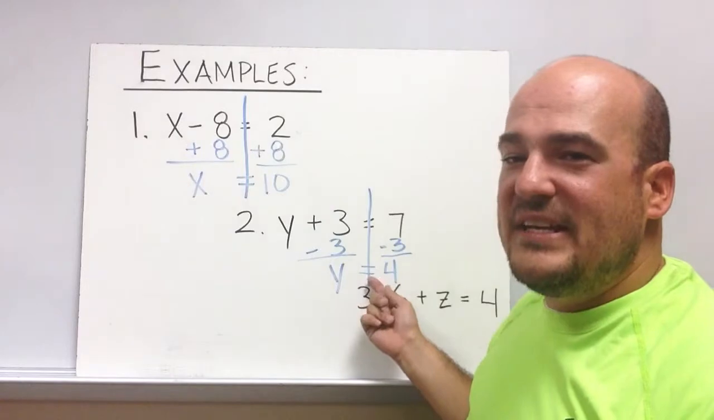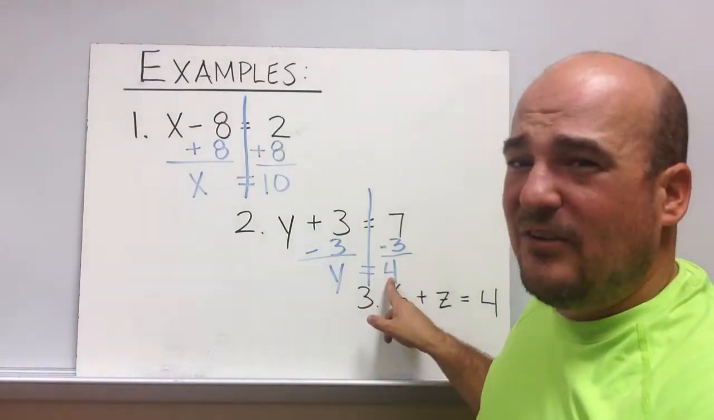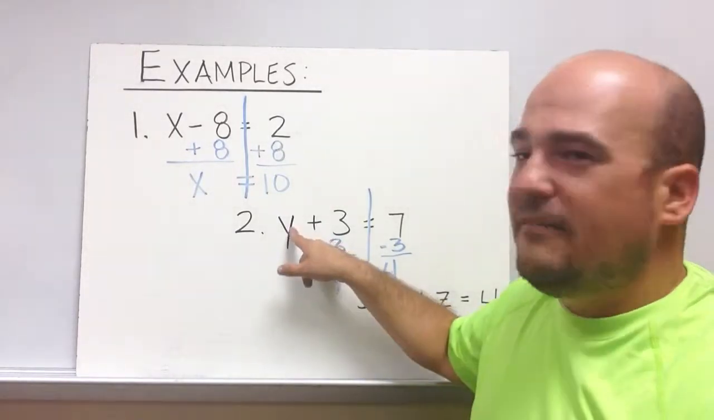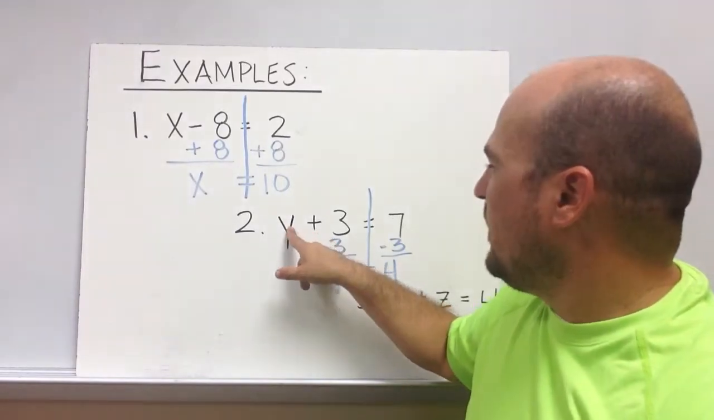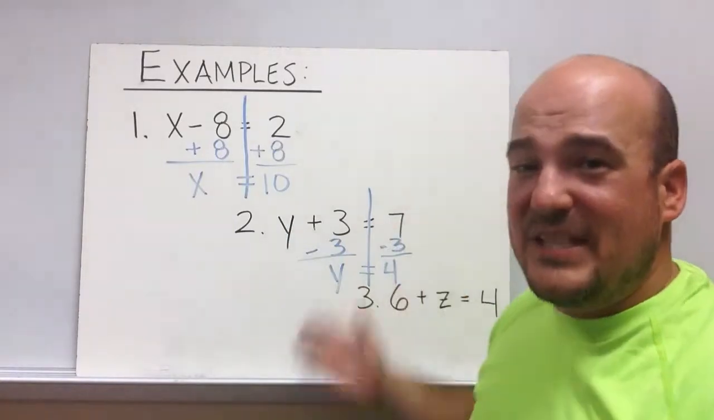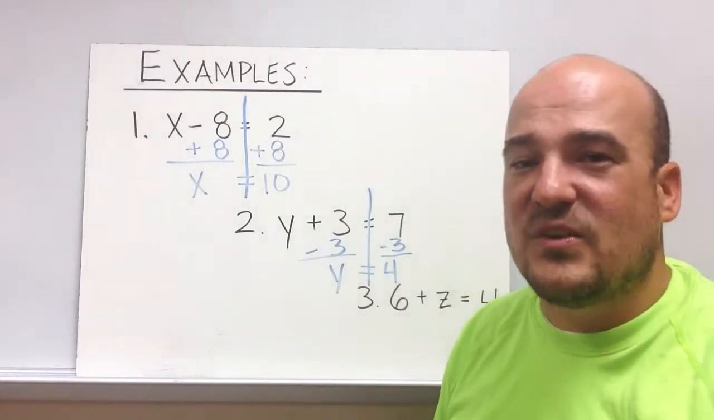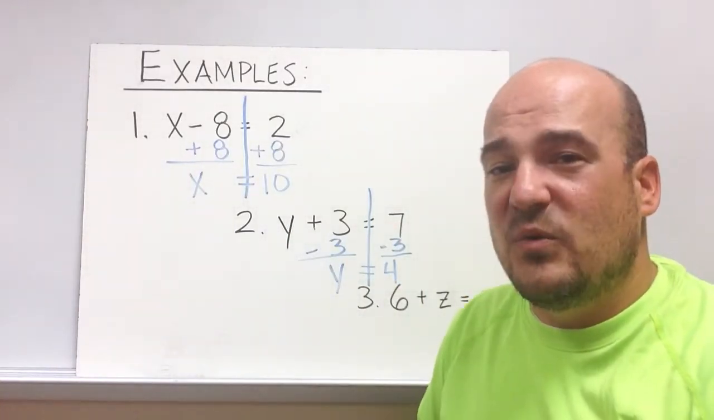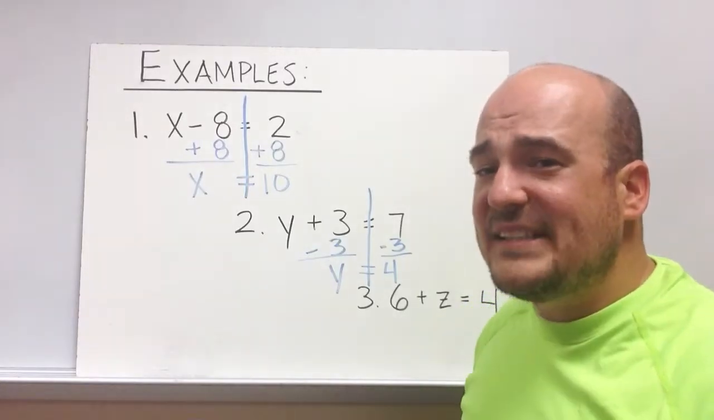Again, it's a great idea to take that 4, and it doesn't take very long, plug it in for y. So I have 4 plus 3 equals 7. Well, in fact, 4 plus 3 does equal 7, so that's the correct answer. I'm on the right track. Okay, y equals 4.